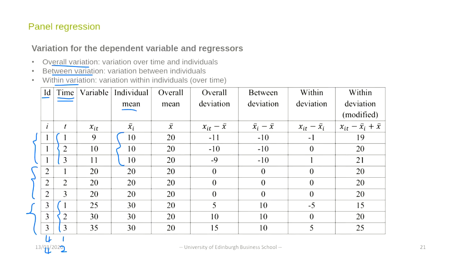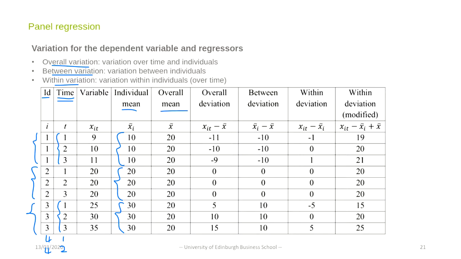Then we move to the next 3 rows. This is the average for the second person across time 1 to 3. And then we move to ID number 3. We only have 3 data points, so this is the average across 3 times for ID 3. So this is the individual mean, the mean for every single person.